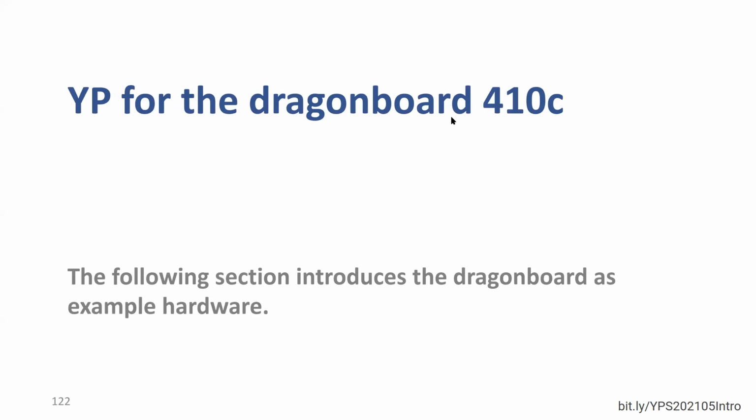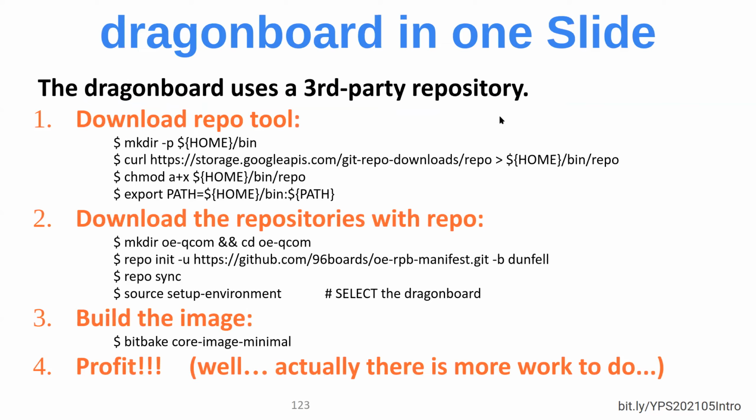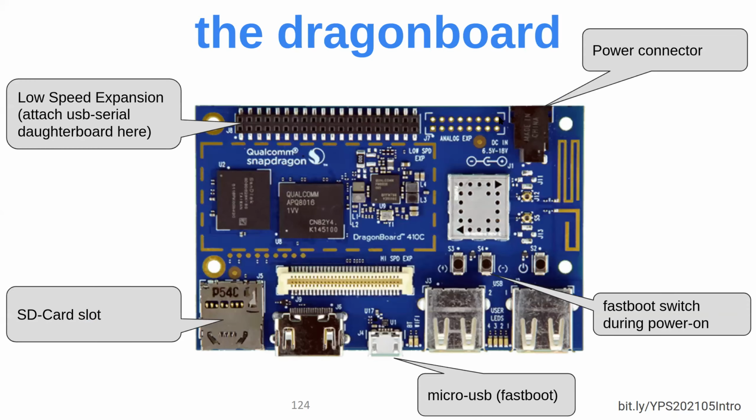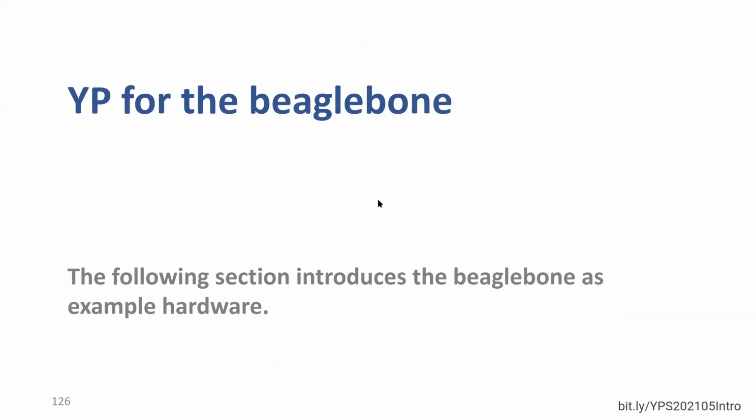There are other boards as well. There's Dragonboard, and there's a whole bunch of other ones. These are from the 96Boards group. Beaglebone. Anybody playing with a Beaglebone or Beaglebone Black?